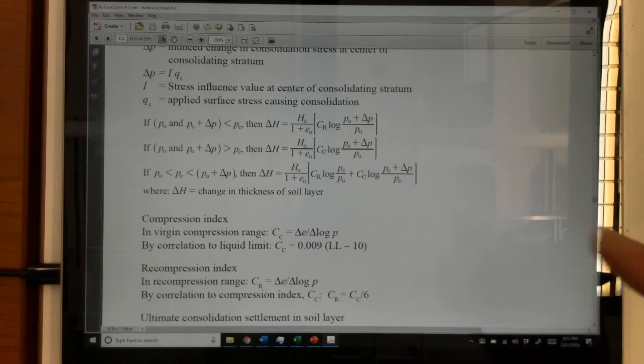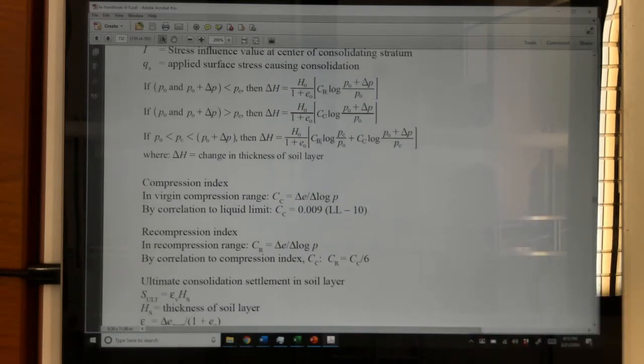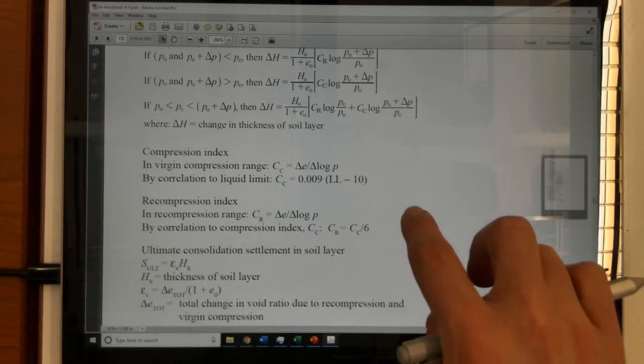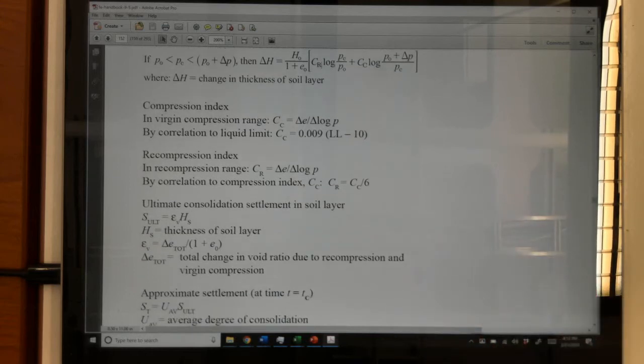I think that probably is the type of thing that you can expect in the question of how much change in thickness, so how much settlement is occurring for a particular compressible layer. Then we start to get into the how long piece, so how long is it going to take?